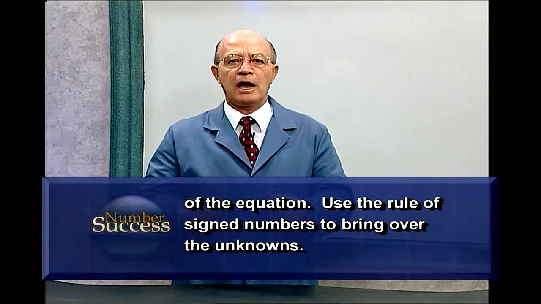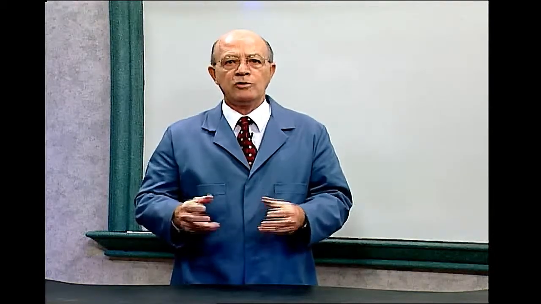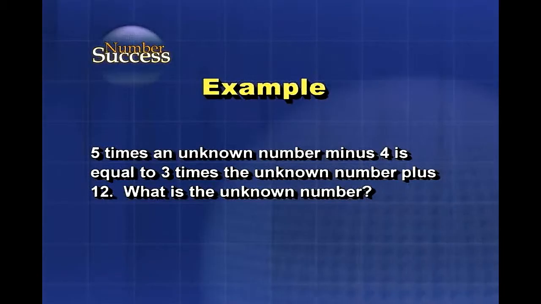Use the rule of sign numbers to bring over the unknowns. Mr. Williams will now do the example. Example: 5 times an unknown number minus 4 is equal to 3 times the unknown number plus 12. What is the unknown number?